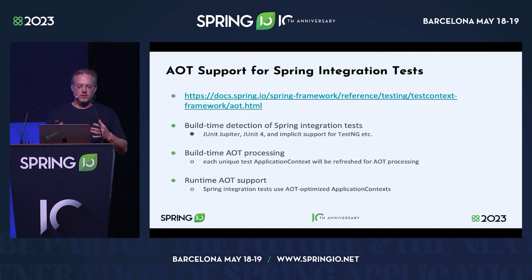So one thing that's different in the testing area and in the normal production scenario: you have one application context for your whole application, right? But in your test suite, you probably have many different application contexts if you're using different configuration or different slices in Spring Boot and stuff like that. So for the testing scenario, we have to actually optimize multiple application contexts.